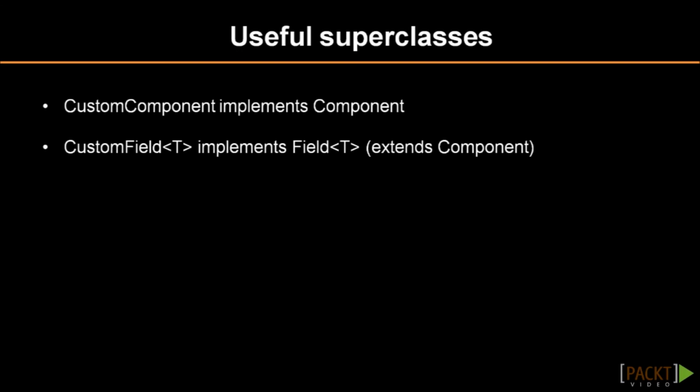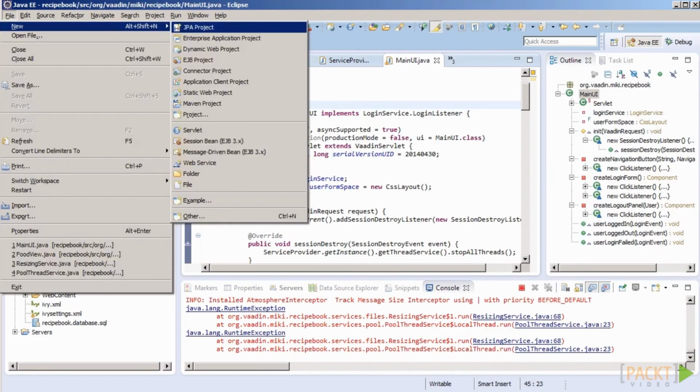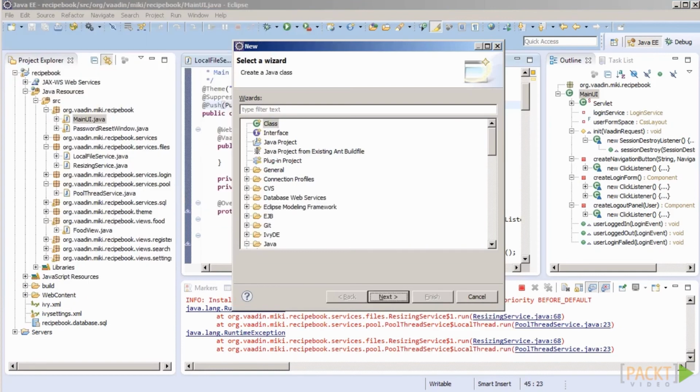Simple and brilliant. Let's take a look at our use case again. We have a pre-formatted text which we want to display in a tree. That means we want to have a string field that is represented by a tree. The base class for us is thus custom field.